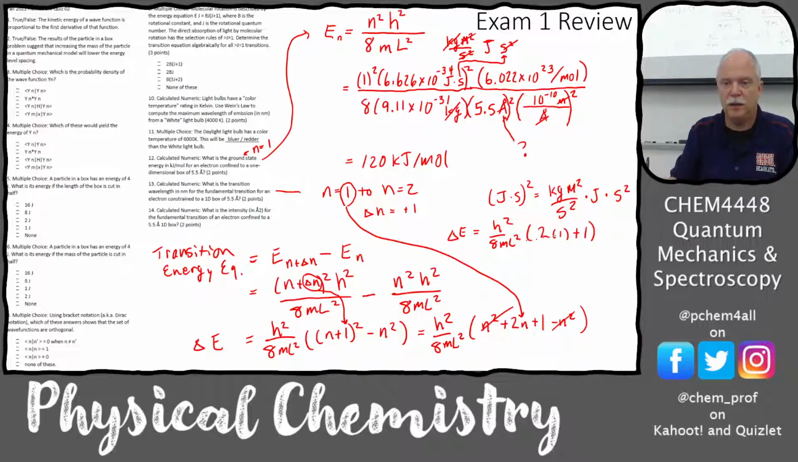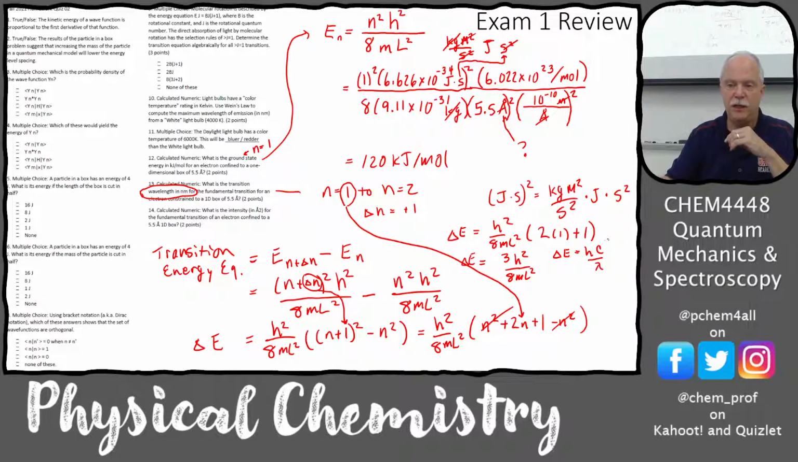So when I calculate all of that, it's going to be 2 plus 1, or 3, 3h squared over 8mL squared. We don't have room to put in all our constants, but that's going to be the transition energy. This is asking for the transition wavelength. Okay, and delta E is equal to hc over lambda.